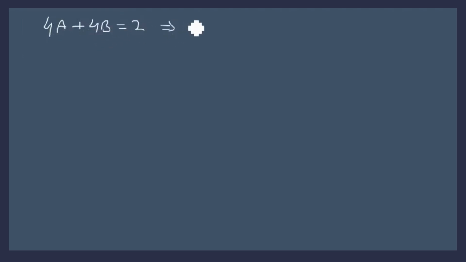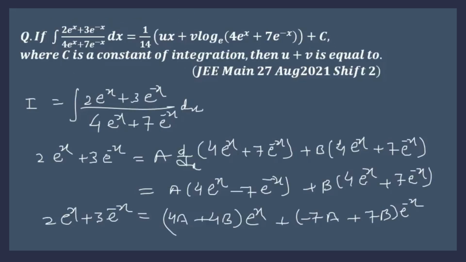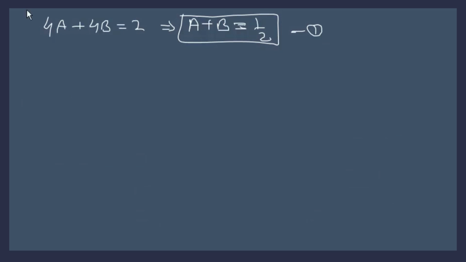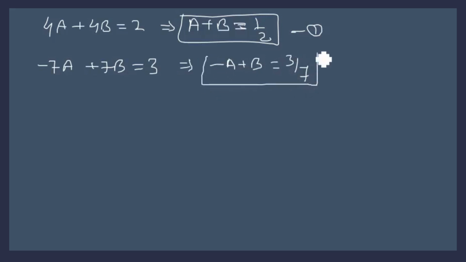So I can write this as a + b = 1/2. So one of the equation in a and b आ गया, right? So I just write this as first. ओके, दूसरा इक्वेशन क्या हो जाएगा: -7a + 7b एंड दिस इज इक्वल टू 3. सो फ्रॉम हियर -a + b का रिजल्ट 3/7. सो दिस इज द इक्वेशन 2.